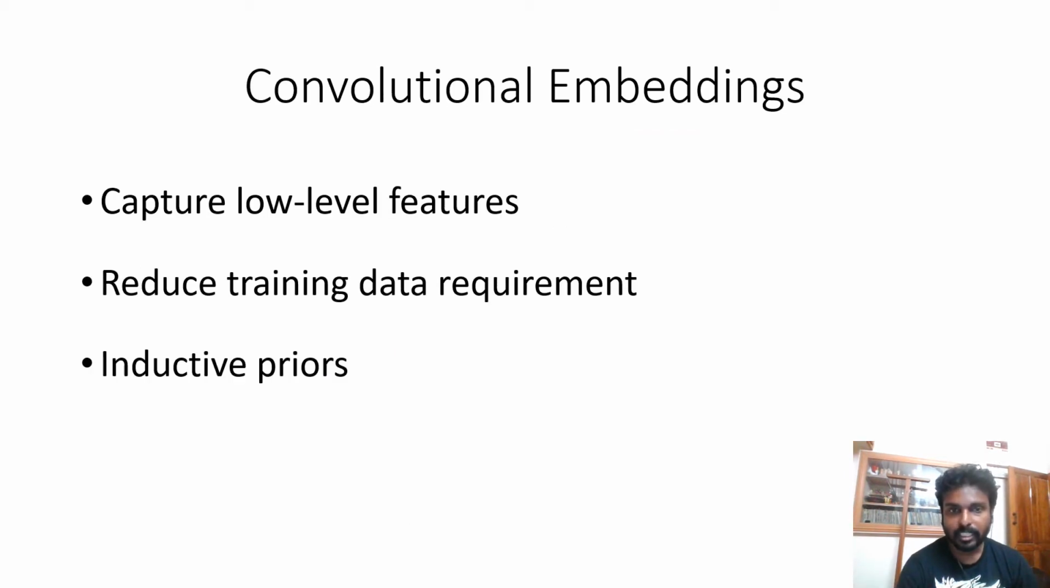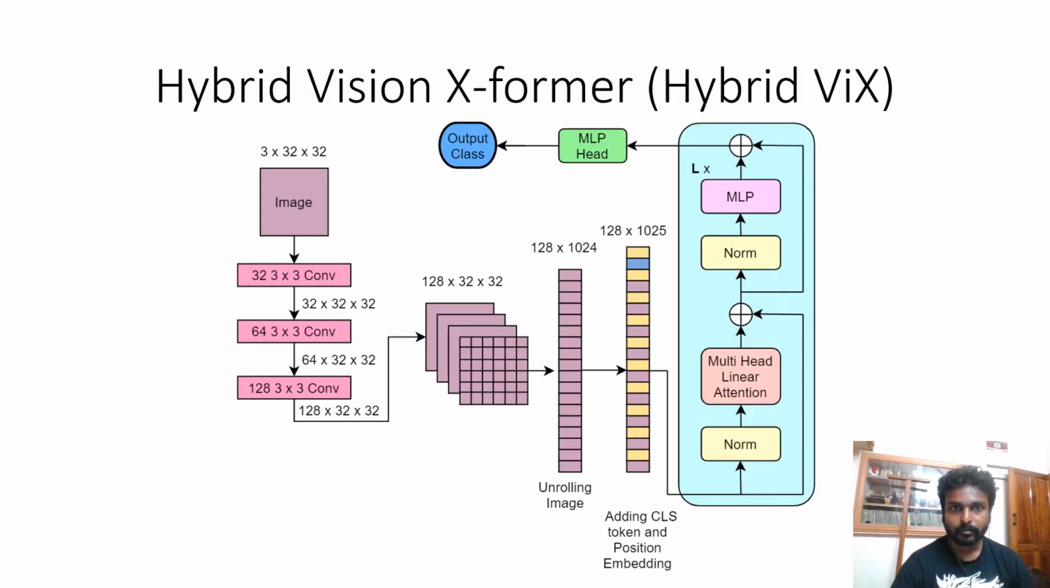Convolutional layers have the inductive priors to capture low-level image features without requiring a large amount of training data. So we use convolutional embeddings to reduce the training data requirement of our transformer architecture. So we present our hybrid Vision Xformer architecture, in which we replace the linear embedding layer of the ViT using conv layers. We use 3 conv layers to generate the embeddings, which are then fed to the transformer architecture, where we use a linear attention mechanism.